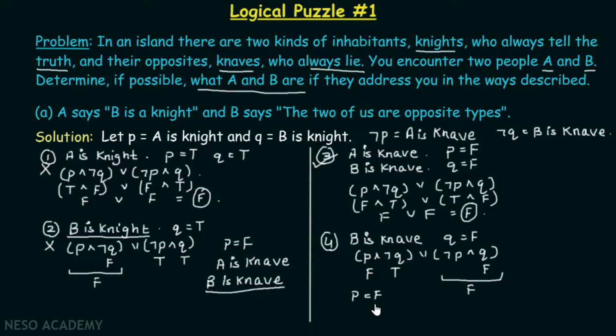Now, if P is false means that A is knave. And if A is knave, this simply means that whatever A says is false. That means "B is knight" is false. And it simply means that B is knave. And this is our assumption, right? B is knave. So we can finally conclude that A is knave and B is also a knave.